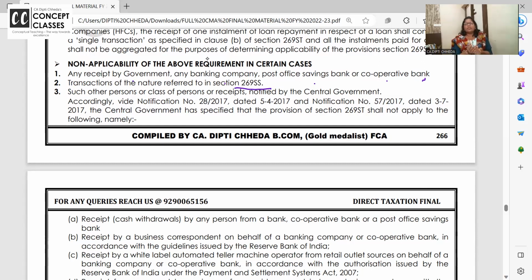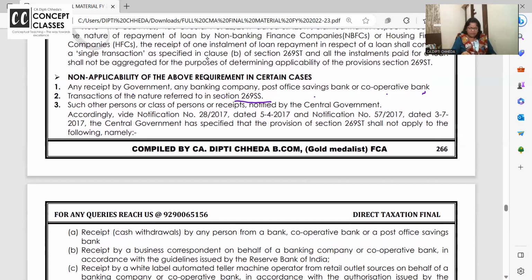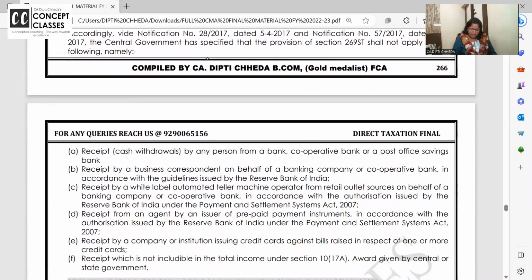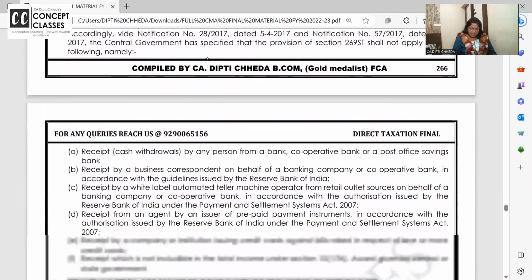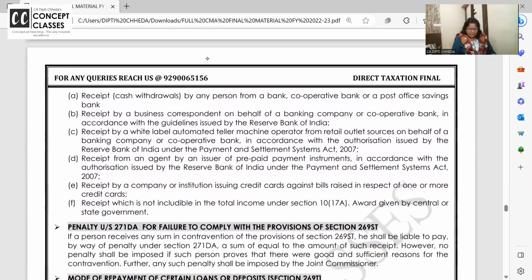For a loan, there is a limit of 20,000. Then you can say, ma'am, I will not take a 50,000 loan in cash. In 269ST there is no problem up to 2 lakh. No, such person or class of person notified by the central government, okay, so they can take. Other than this, there are a few cases, I am reading this list, and we study these in TDS also, where transactions above 2 lakh rupees in cash are happening.